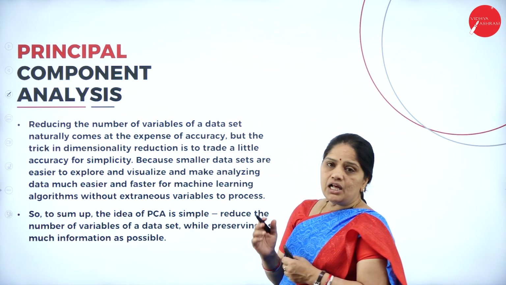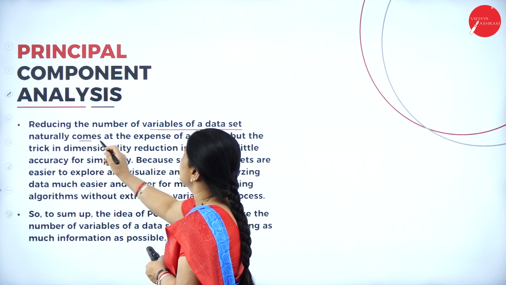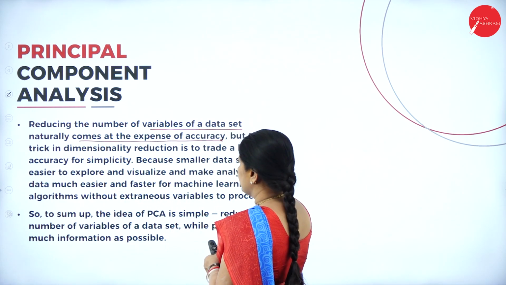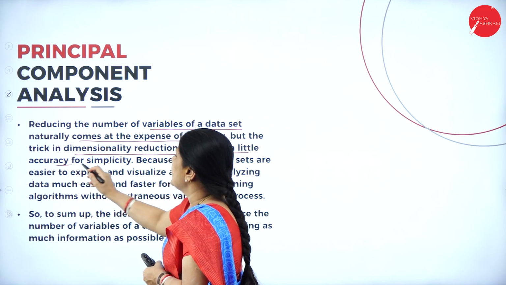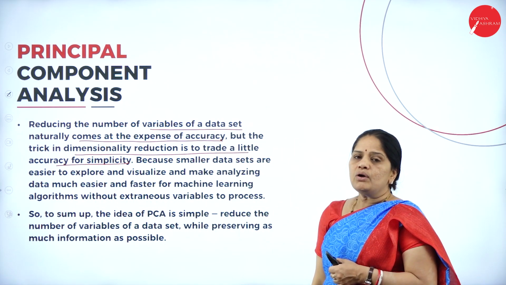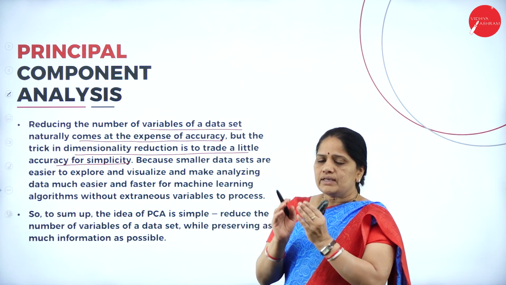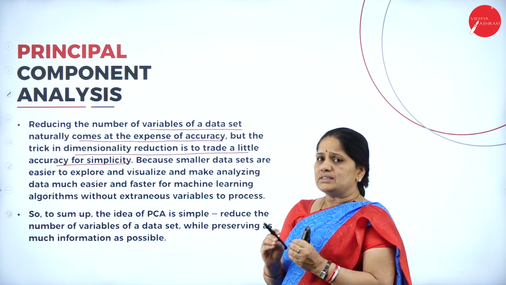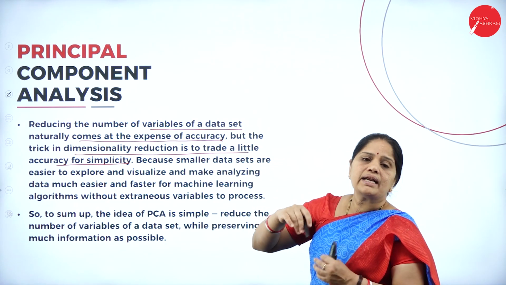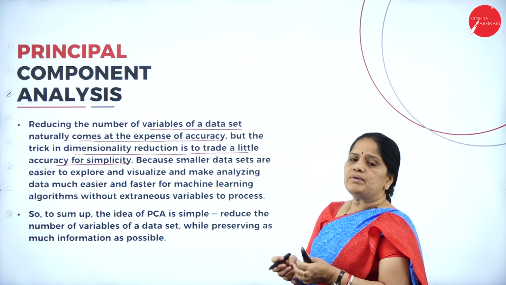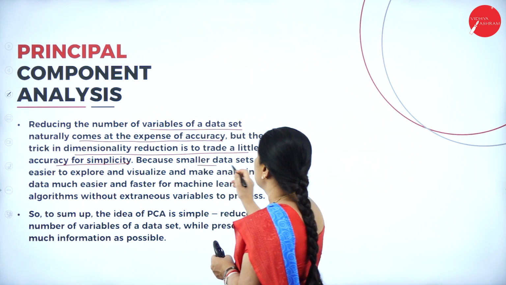Reducing the number of variables of a data set naturally comes at the expense of accuracy. But the trick in dimensionality reduction is to trade a little accuracy for simplicity. So, when you are trying to reduce large sets of data, you will have to compromise with the accuracy of the data. We have to trade accuracy for simplicity.